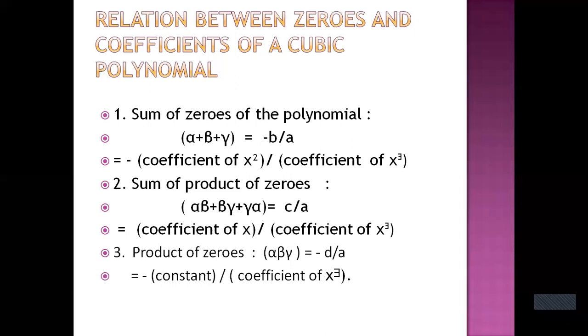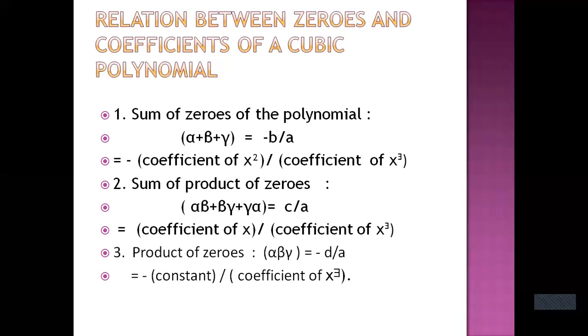Now the product of zeros, that is from zeros alpha, beta and gamma, is equal to, from the coefficients, minus d by a, that is minus of constant d by coefficient of x cube. These are the formulas. Based on these formulae you will be finding the sum, the sum of product of zeros as well as the product of zeros of the given cubic polynomial. So let us see one example.